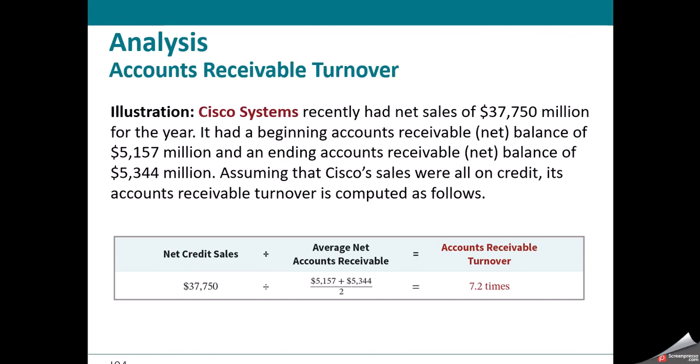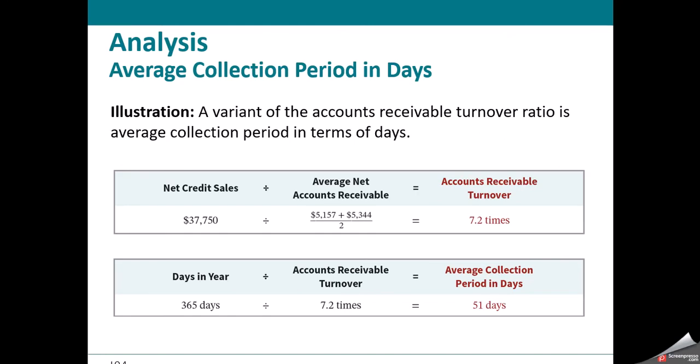Well, then you may think, well, I don't know if that's good or bad. So then the next computation kind of puts it into perspective. So then if you take the 365 days we have in a year and you divide it by the 7.2 times, this tells you it takes 51 days to collect that accounts receivable. So then you'd think, well, I don't know, does that seem good or bad too? What you really have to do to judge it is look at what their terms are.